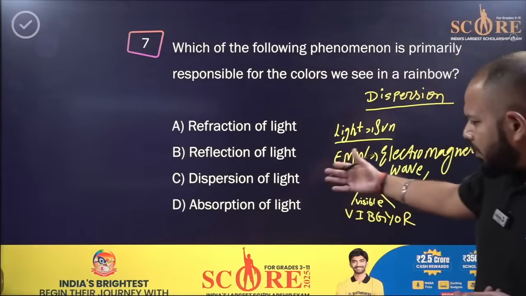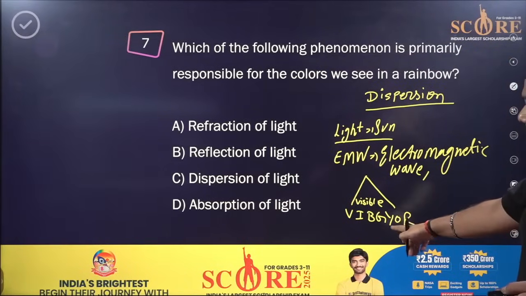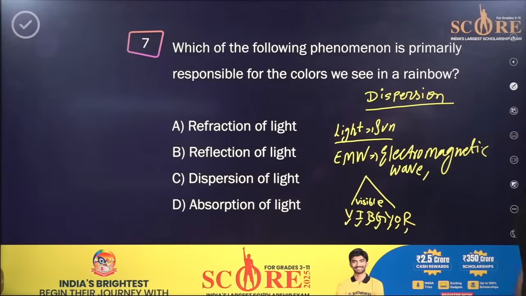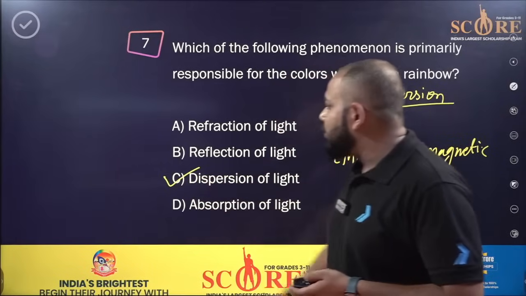Okay, so maybe in an upcoming session I'll give you more about this electromagnetic wave, but right now this is the VIBGYOR, that is violet, indigo, blue, green, yellow, orange and red. Those are the 7 colors. So obviously dispersion is the correct answer for it.